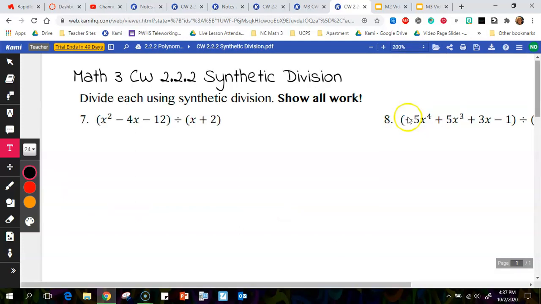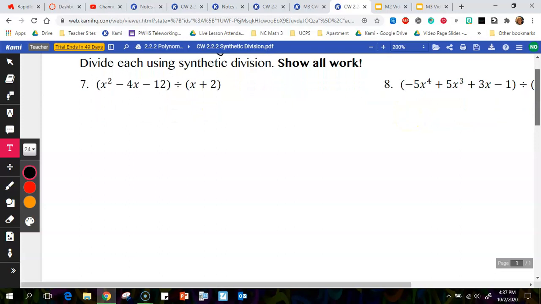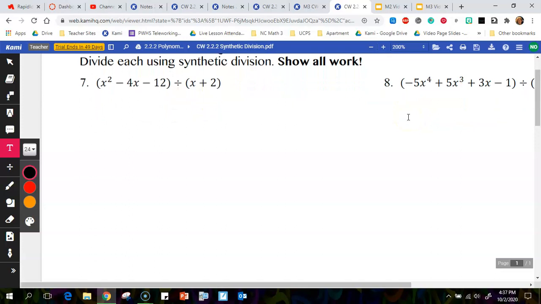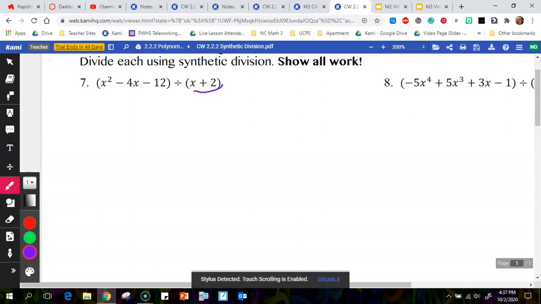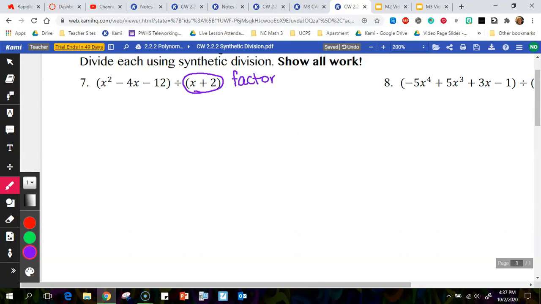Okay, so if you remember, the way we start out with this is we look at the factor right here, or what we're trying to check and see if it's a factor. We want to know if x plus 2 is a factor of x squared minus 4x minus 12. But what we want to do is divide by the root. So if the factor is x plus 2, then the root, or the x-intercept, is negative 2. So we want to use that for the synthetic division.